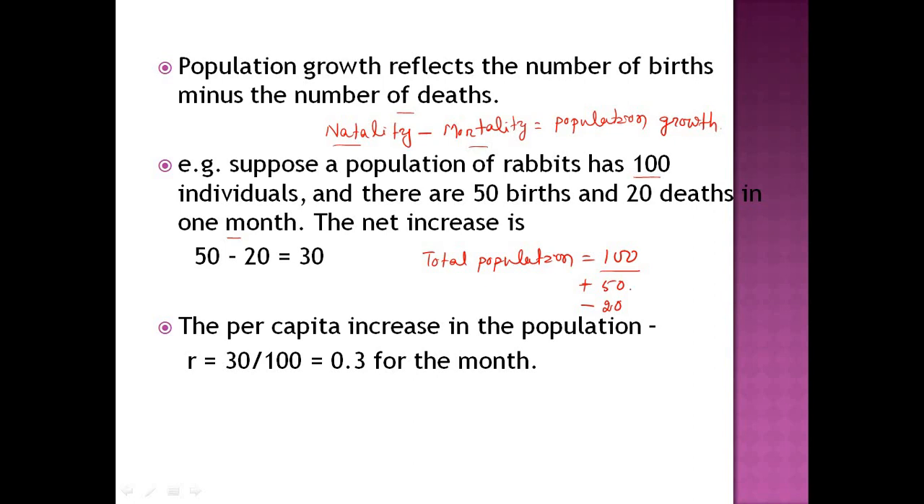Now we first have to calculate the remaining rabbits after death. That is 50 minus 20 equals 30. 30 are the additional rabbits after death. Now the per capita increase in the population, that is r, equals 30 upon 100, which is 0.3 for the month. So here r equals 0.3 after the death of rabbits from the total population.